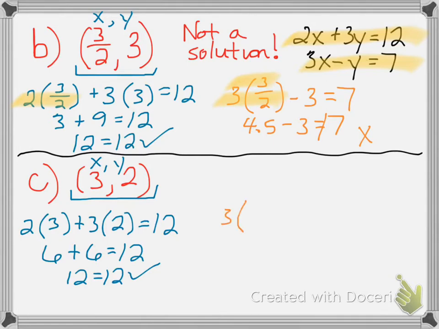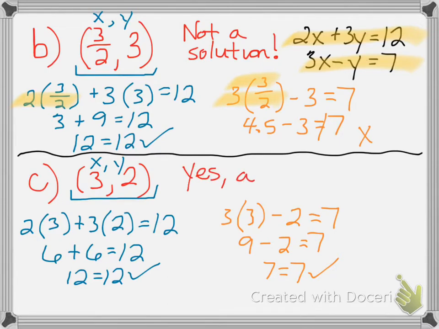So 3 times the x, which is 3, minus the y, which is 2. Does that equal 7? 3 times 3 is 9, minus 2. What is 9 minus 2? It is 7. So it works. Since it works in both equations, this means it is a solution. Okay, so it has to work in both. That's the only way. It can't just work in one.